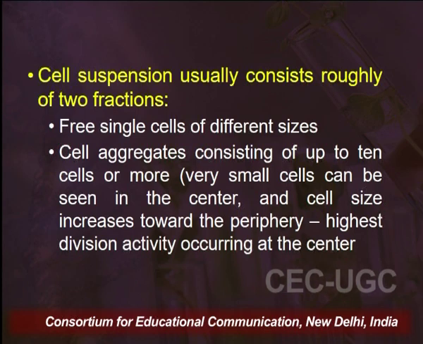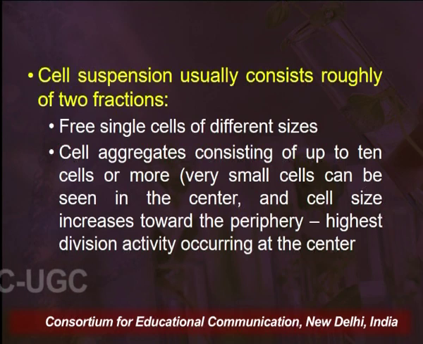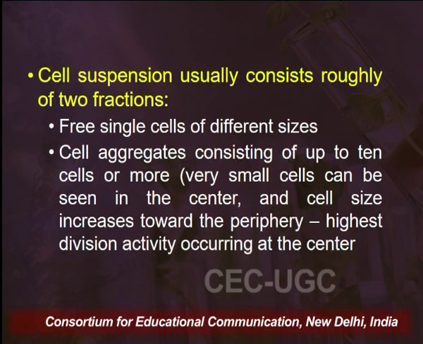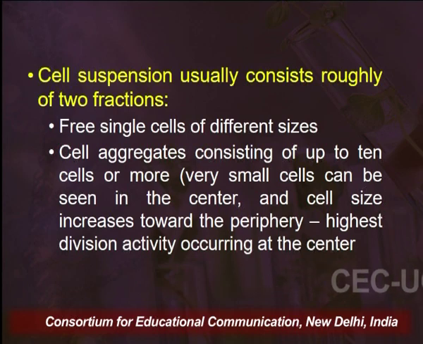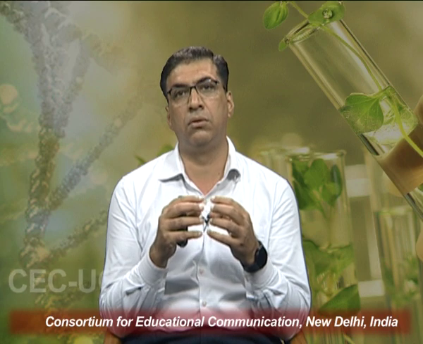In such type of aggregates, it has been found that the smaller cells are present largely in the central region of the aggregate, whereas the size of the cells increases as we move towards the periphery of those aggregates. Because of such an observation, it is hypothesized that cellular division is highest within the center of the aggregates, and from there the growing cells proliferate towards the outer side.